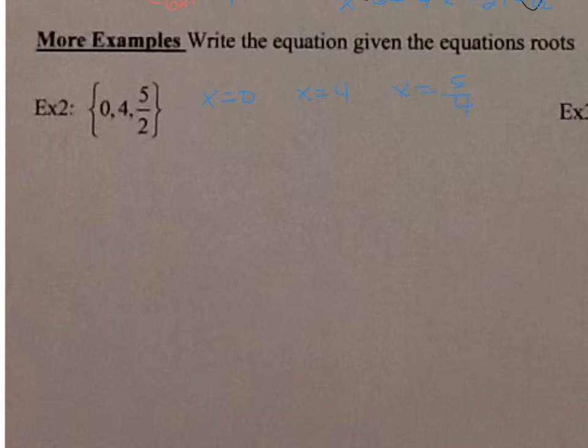Now, the first one is done for you. You don't have to do anything for that. X is equal to 0. The middle one, x is equal to 4, we have to minus 4 from both sides. X minus 4 is equal to 0.